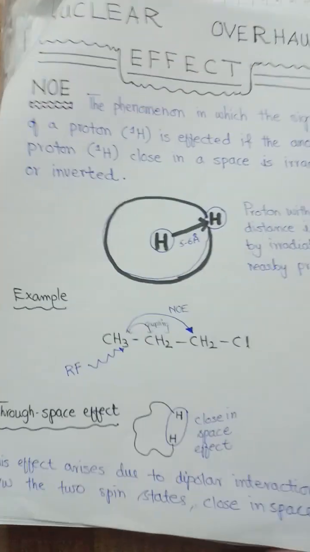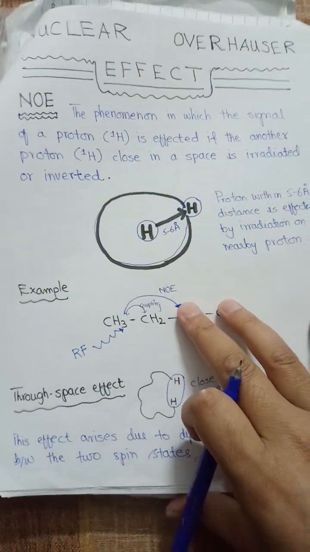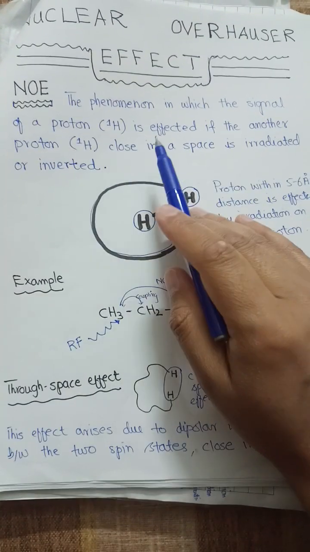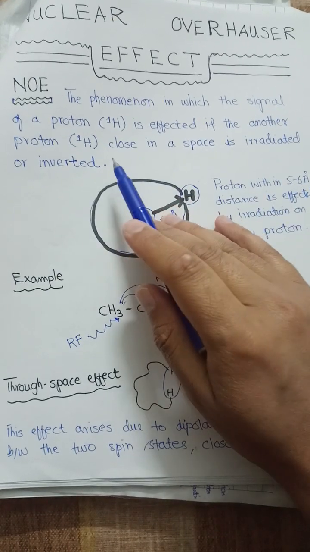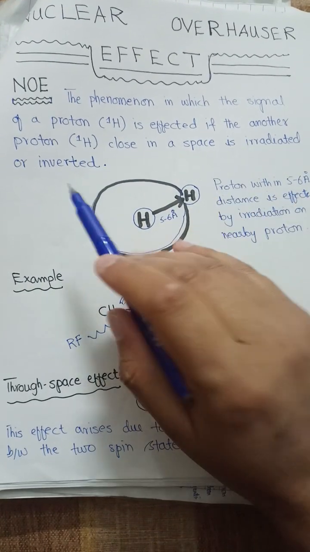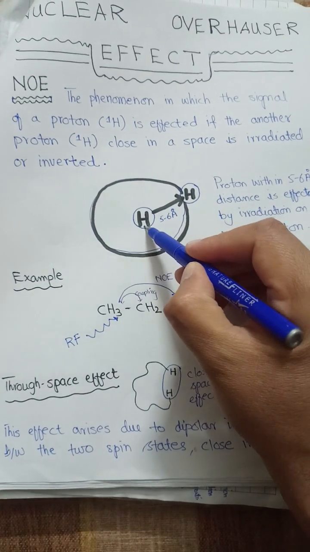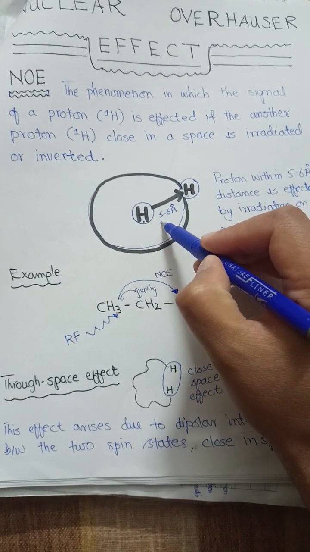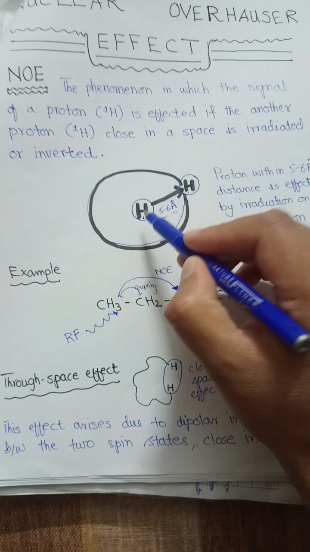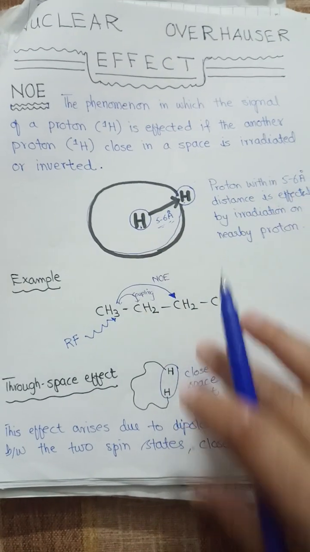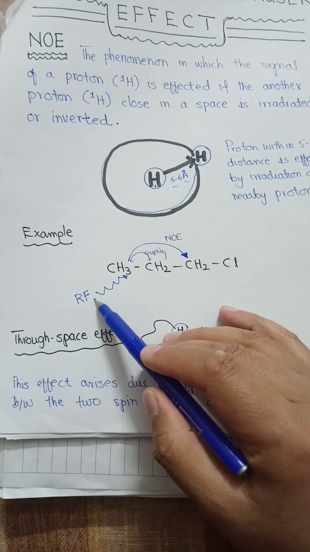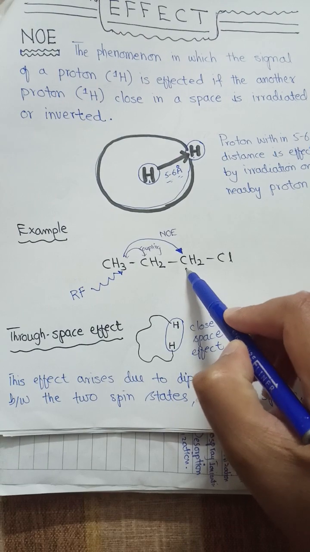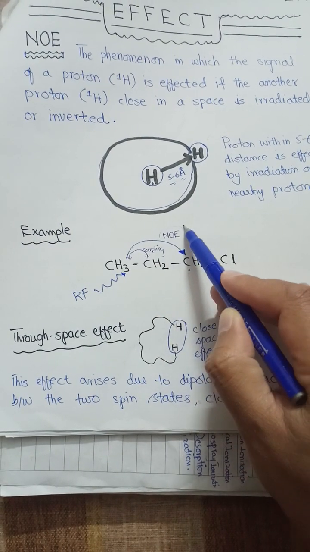So here is a nuclear Overhauser effect. During the nuclear Overhauser effect, the signal of a proton, 1H, is affected if another proton that is close in space is irradiated or inverted. Here we have this proton and another proton which is not adjacent to it, but is 5 to 6 angstroms distant. Both will affect each other. If we provide a radio frequency or RF pulse and this proton affects that proton, this is called the nuclear Overhauser effect.